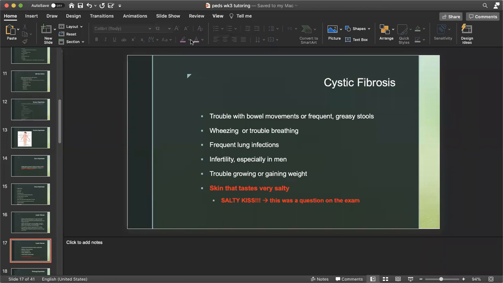Yes, because they have that thick mucus membrane. No, just salty kiss referring to the skin. So their skin will be super salty. But on the test, she was just like, salty kiss.